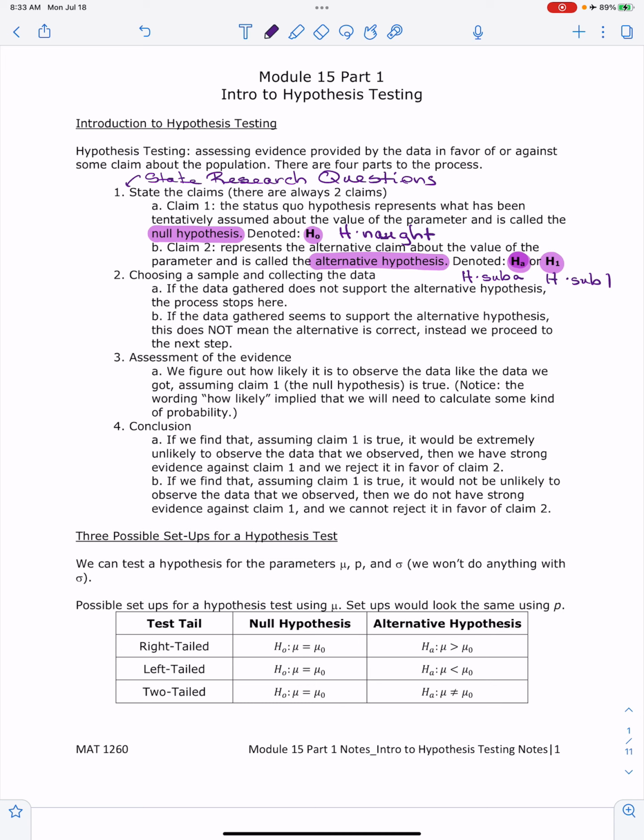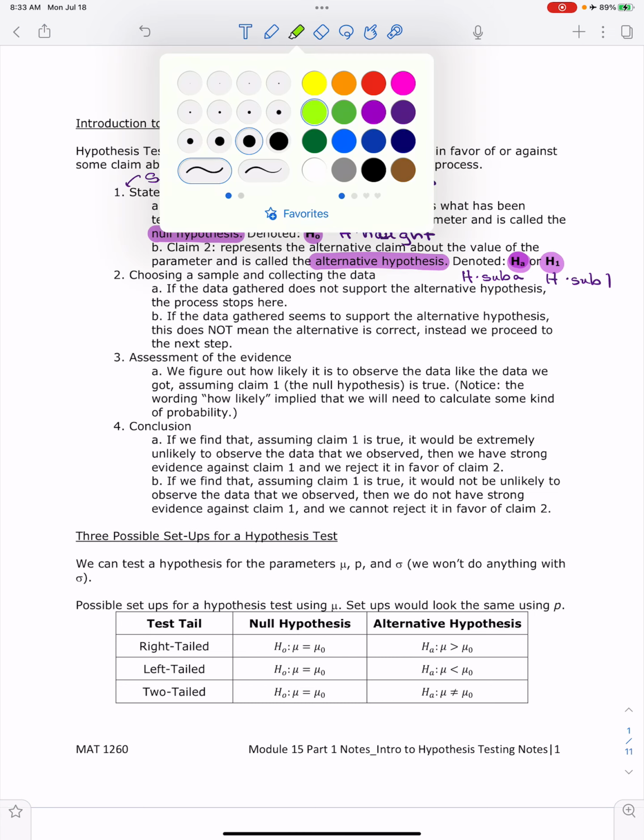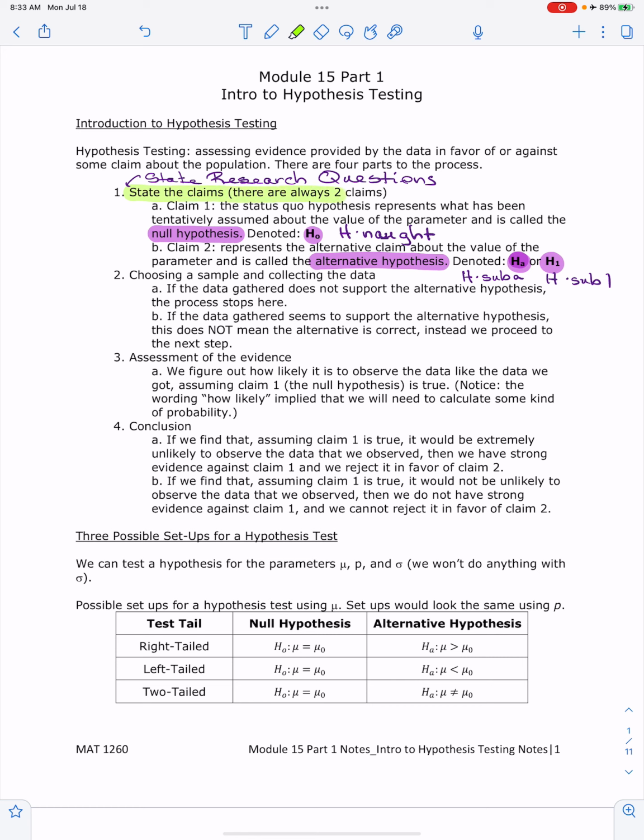Then you choose the sample, collect your data. We want this to be a random sample because we want it to be something that we can use to make inferences about our population. Third, we assess the evidence. We decide how strong our evidence seems to be in favor of our alternative hypothesis. Again, this is a how likely scenario. We will never ever say we can definitely go one way or the other.